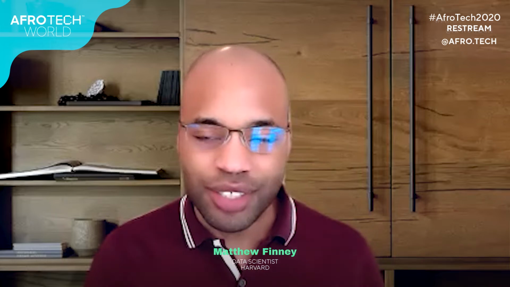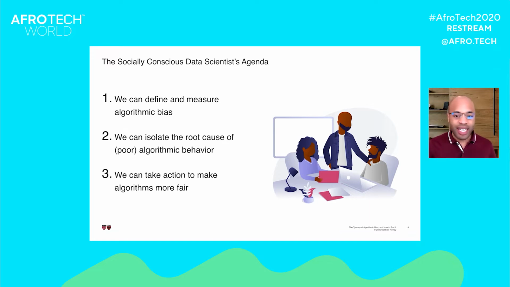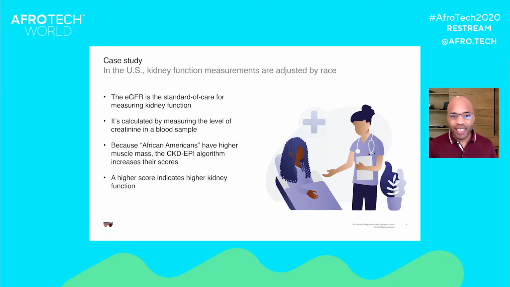So what are we going to do? First, we're going to define and measure algorithmic bias. Then we're going to figure out how we can isolate the root causes of poor algorithmic behavior. And finally, we're going to learn how we can all take action to make algorithms more fair. So let's get started. I want to evaluate algorithmic bias here through the lens of a case study. And through this case study, we'll learn how to apply the tools more generally.